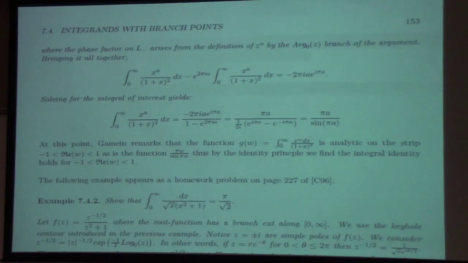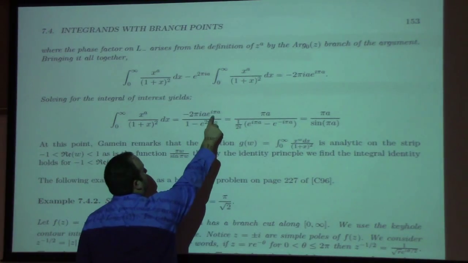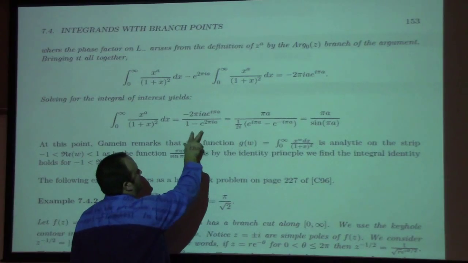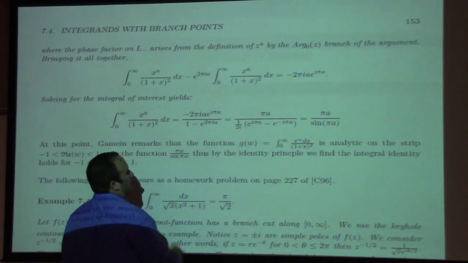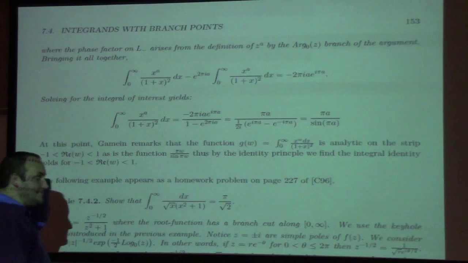So putting it all together then, in the limit epsilon goes to 0 and r goes to infinity, we have the integral of x to the a over 1 plus x quantity squared from 0 to infinity minus 2 pi i a, integral from 0 to infinity of x to the a over 1 plus x squared dx. Of course, what we're actually after is that integral, so solve for it. Solving for the integral gives us minus 2 pi i a e to the i pi a, which came from the residue earlier in Cauchy's residue theorem, divided by this. And then you just massage it a bit, and you can see that that's actually pi a over the sine of pi a.